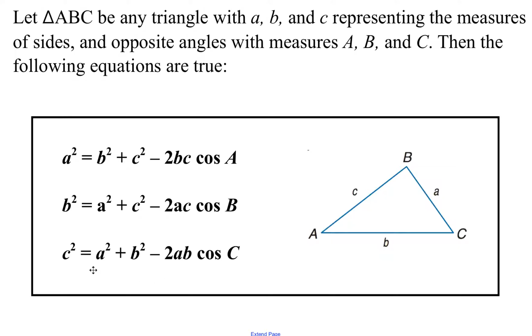So just notice the relationship here. We can find this side if we know this angle and the two sides that make up that angle. If we want to find side b, we have to know angle B and the two sides that make up angle B. If we want to find side a, we need to know angle A and the two sides that make up angle A. Okay, so we'll use that not only to find a side, but it can also help us to find one of these angles, as you will see shortly.